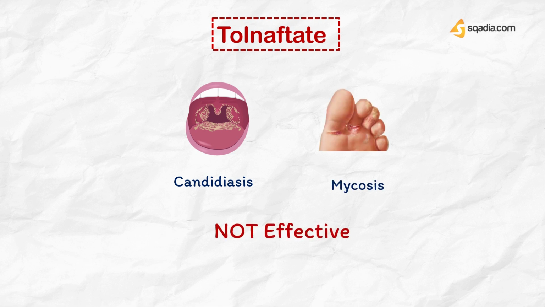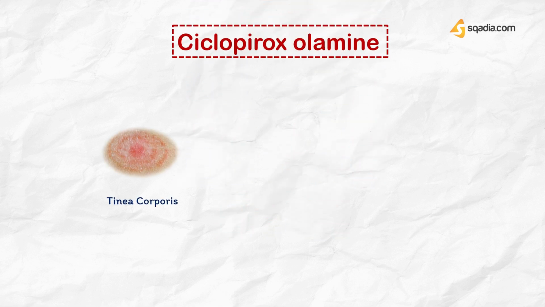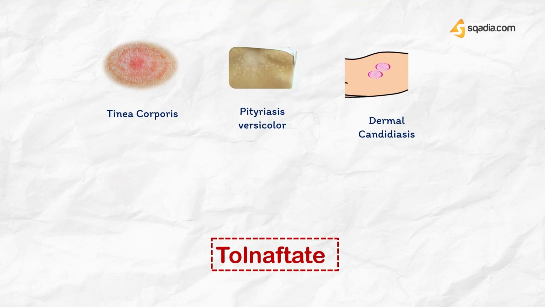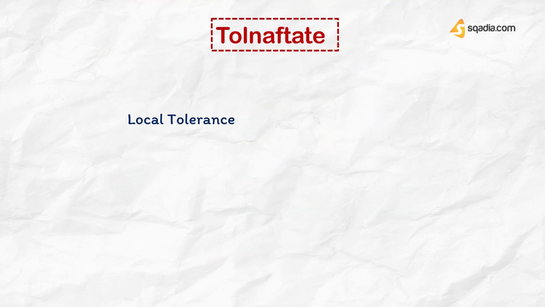Ciclopirox olamine is a newer drug effective in tinea infections, pityriasis versicolor, and dermal candidiases. High cure rates are reported. It penetrates superficial layers and reaches hair roots, but systemic absorption is negligible. Local tolerance without irritation is good.